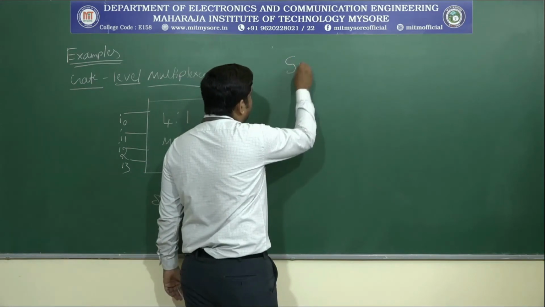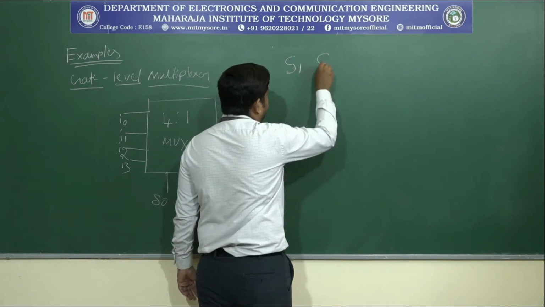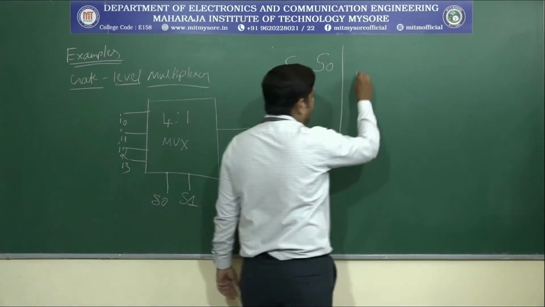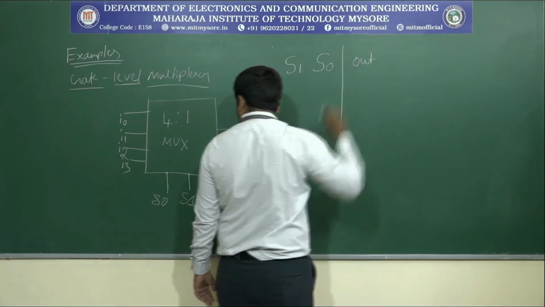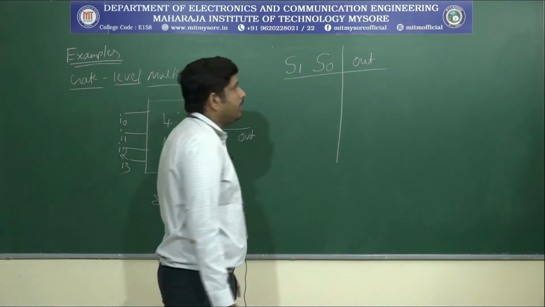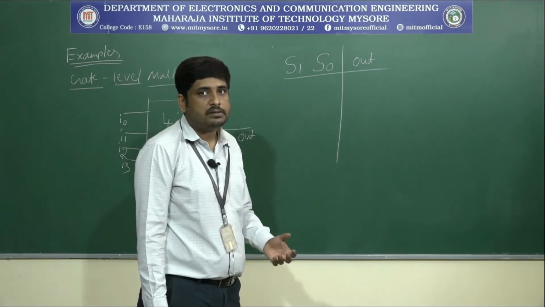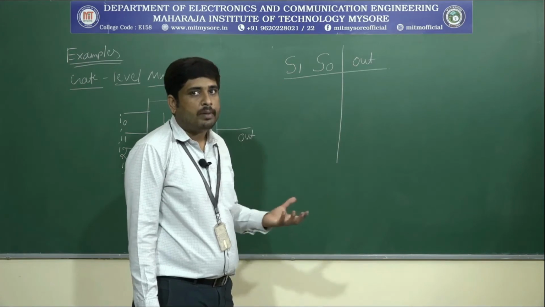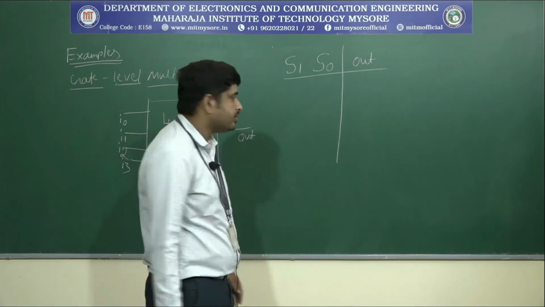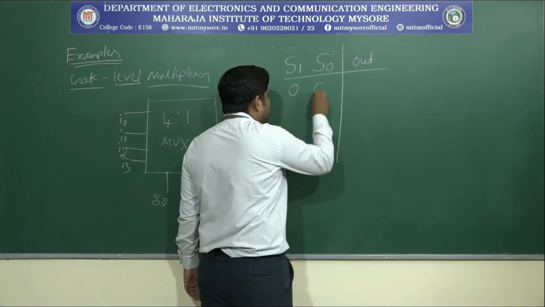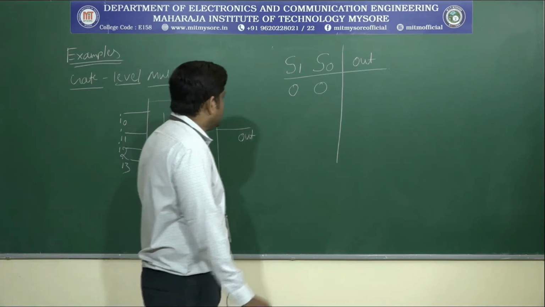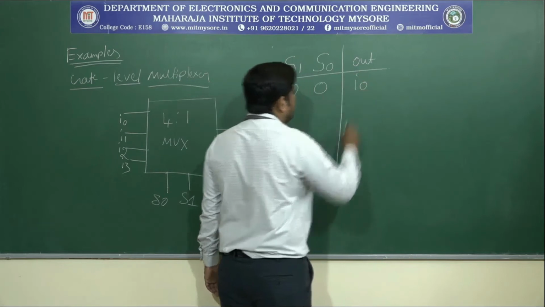So for the truth table, we have select line S1, one more select line S0, then out, that is the output. There are two select lines, so there are four combinations, 2 power 2. We start with 0 0. When you apply 0 0, which one is selected? I0 is selected here.